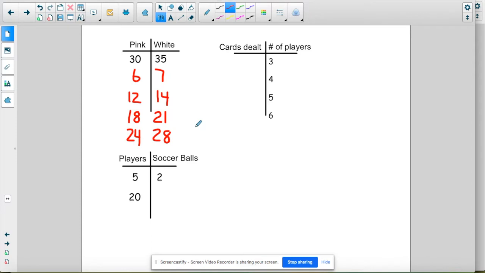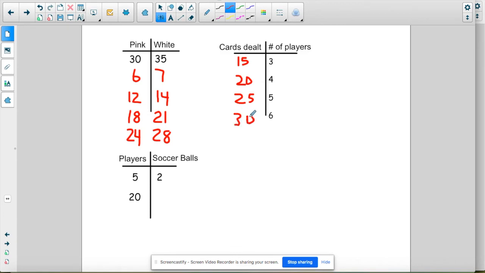Question 5 says, in a card game, each player is dealt 5 cards. Make a table to show the number of cards dealt for each number of players from 3 to 6. Write each ratio of players to cards dealt. So we know that each person gets 5 cards. So when there's 3 players, how many cards are in the game? There are 15. And when there's 4 players, there's going to be 20 cards because we're multiplying it by the 5 cards per person. 5 people, there's going to be 25 cards. And 6 people, there's going to be 30 cards.